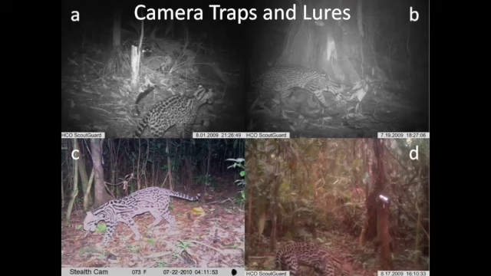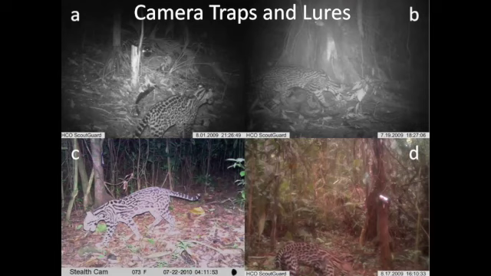Nowadays, I don't usually promote using scents or lures unless your specific objective is for a very specific target species, you're not interested in the other animals, or you're dealing with a very, very rare species that you really need to optimize your surveys for.